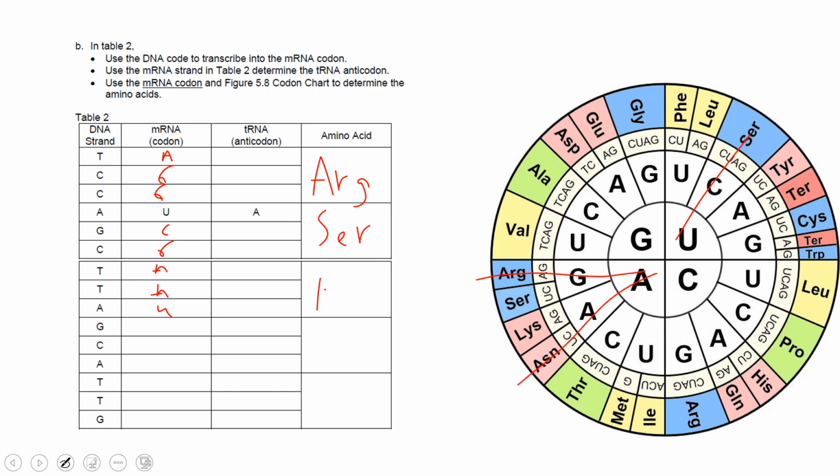AAU, asparagine. CGU, arginine, and then AAC, asparagine again.